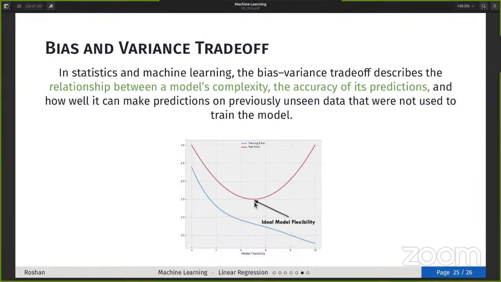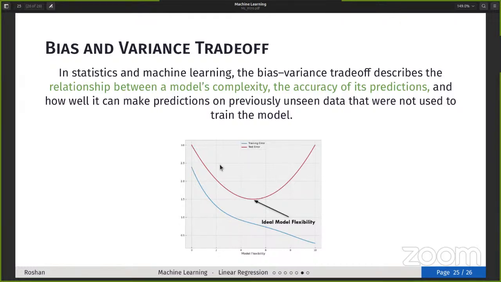So this point corresponds to degree 5, the ideal model flexibility. This is the overfitting case and this is the underfitting case, and here is what you get is the correct fit. And this is the bias and variance trade-off. Here is the point where you have the lowest possible test error.